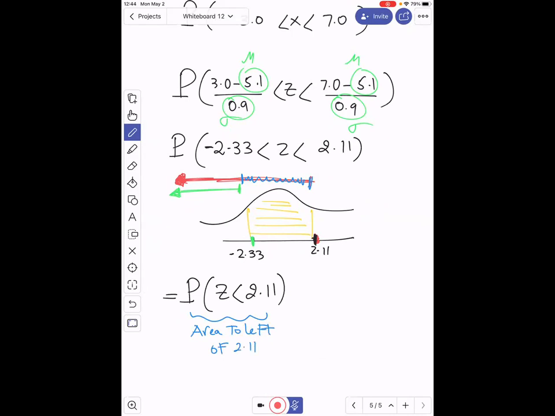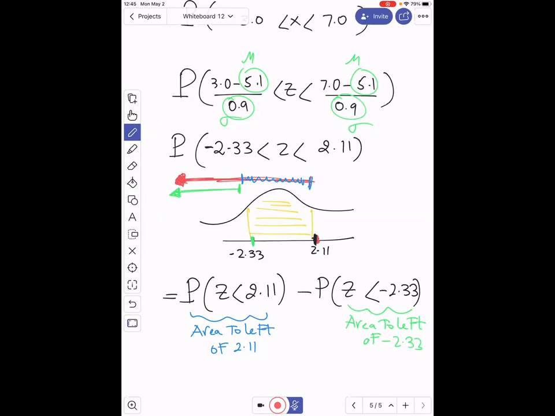2.11. All right, that's my red arrow. That will be the area to the left of 2.11, minus the area to the left of z less than negative 2.33. That will be my green arrow, right? That will represent the area to the left of negative 2.33.